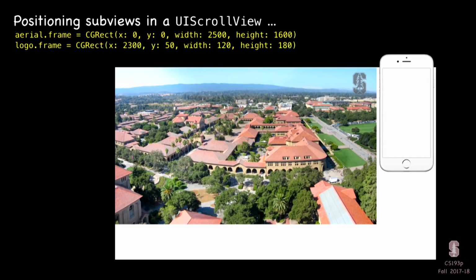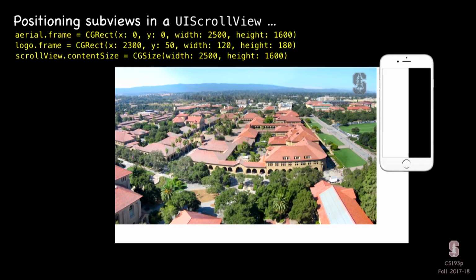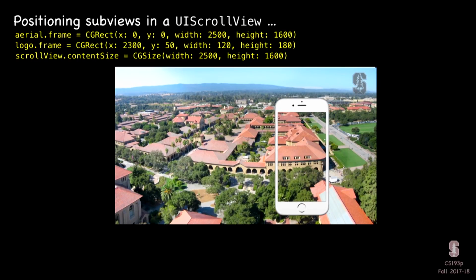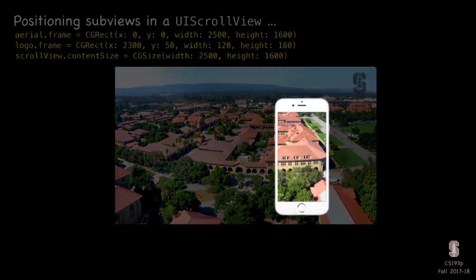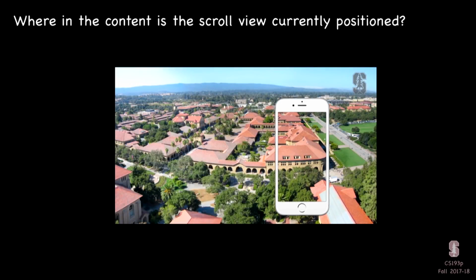Now I have all this white space on the edges, I don't want it anymore, so I can just reset my content size to fit the aerial frame, right? And now when I scroll around, I'm just looking in this new content area. Got it? So that's it. Just that content size is the key.